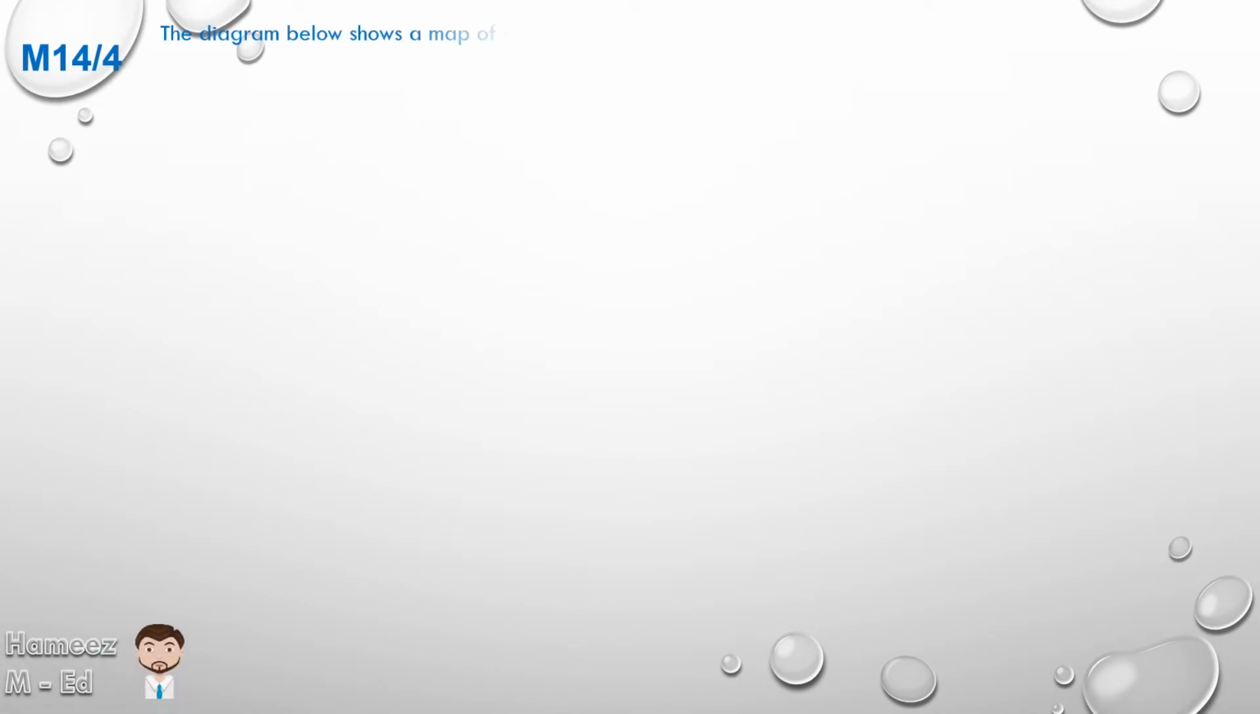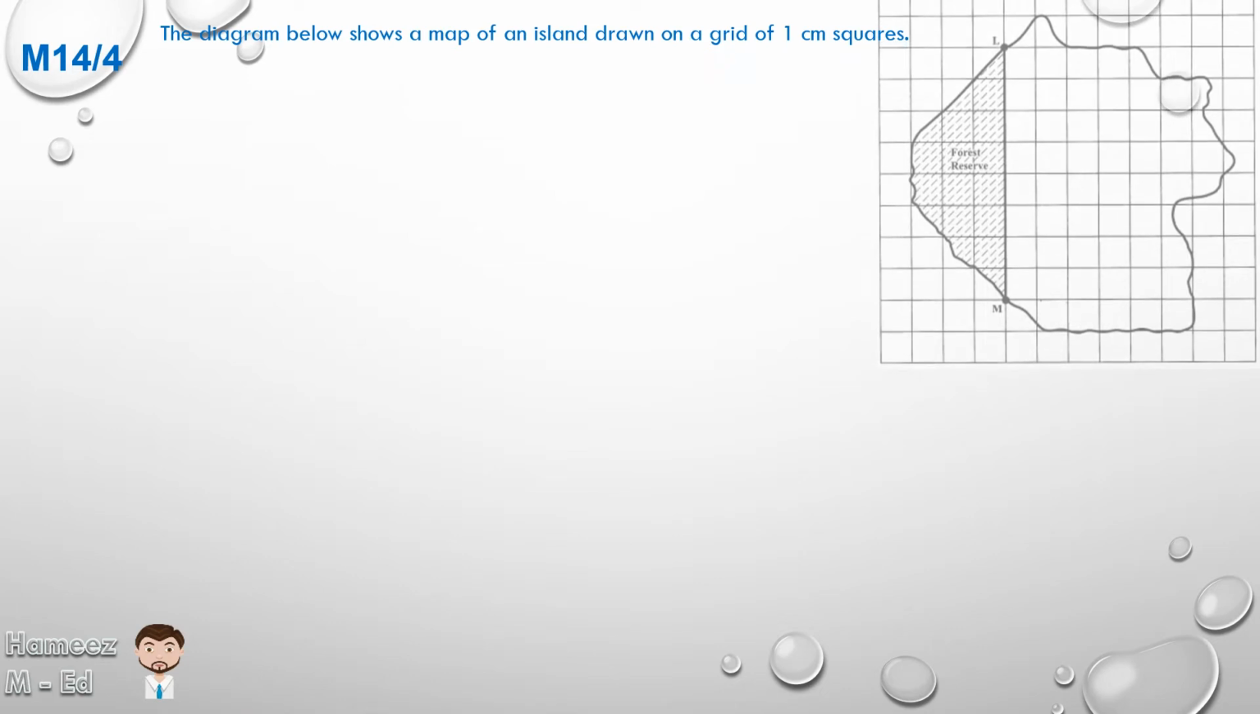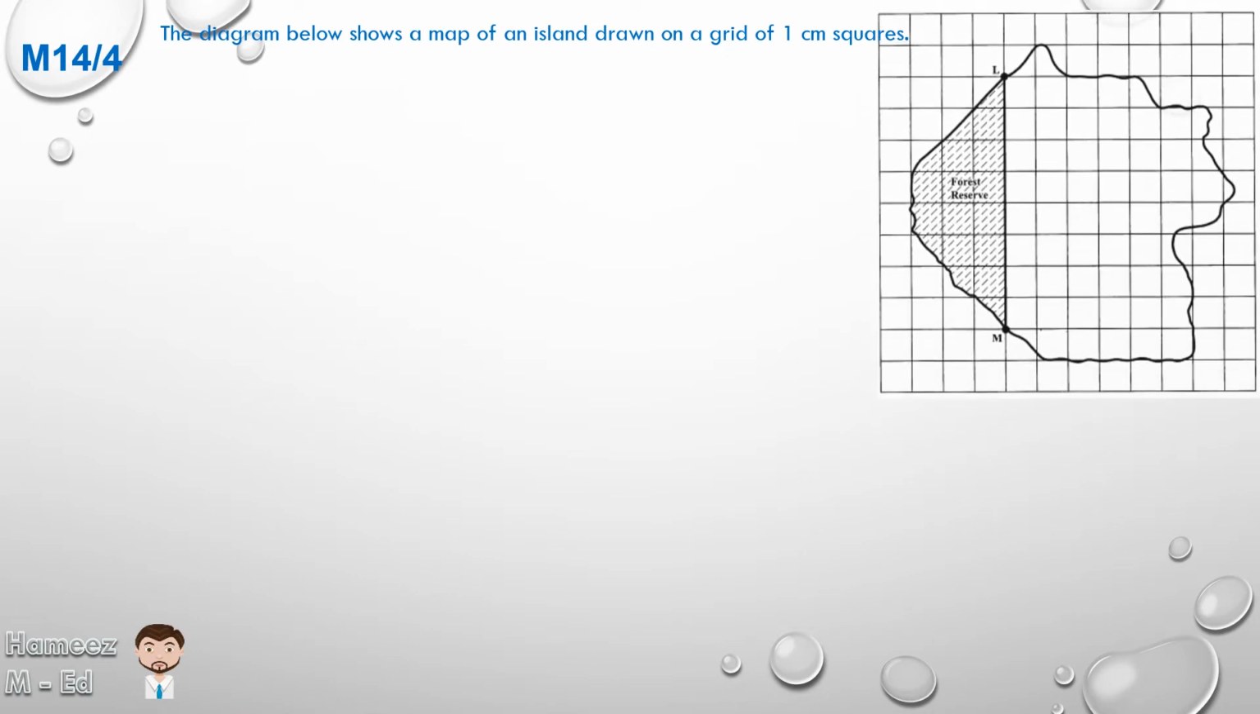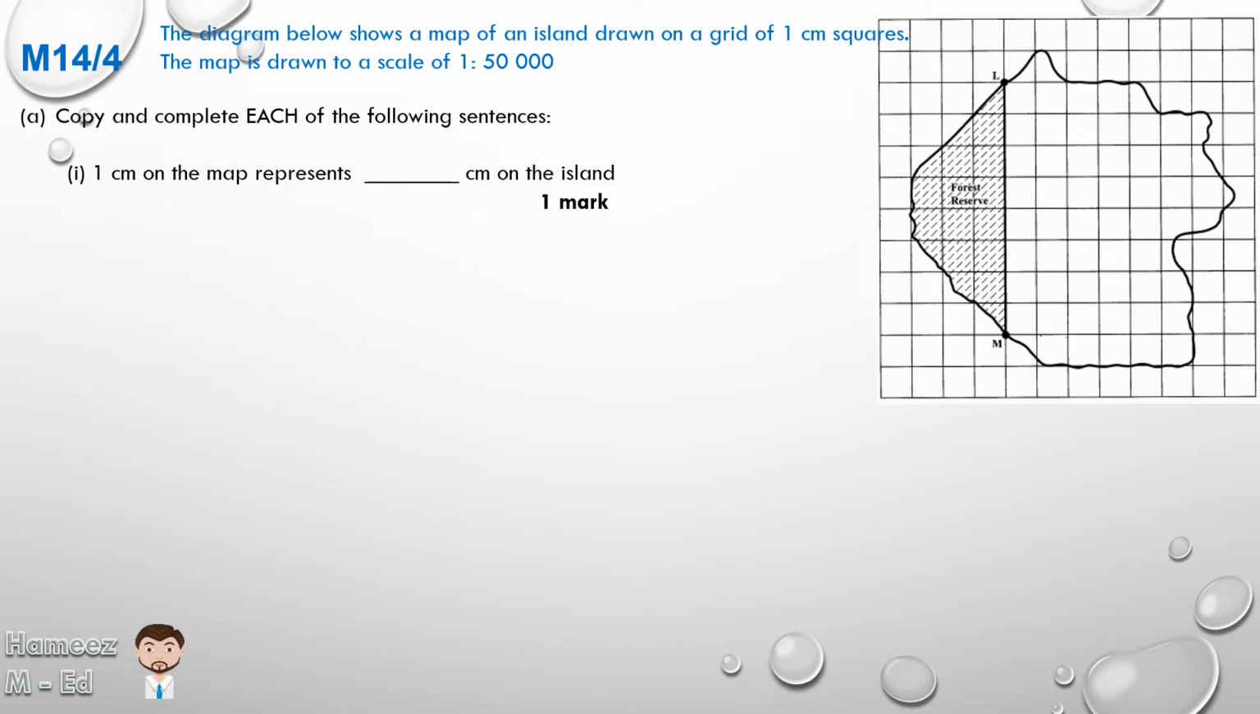May 2014, number 4. The diagram below shows a map of an island drawn on a grid of 1 centimeter squares. The map is drawn to a scale of 1 to 50,000. Part E. Copy and complete each of the following sentences. Part 1. 1 centimeter on the map represents how many centimeters on the island?